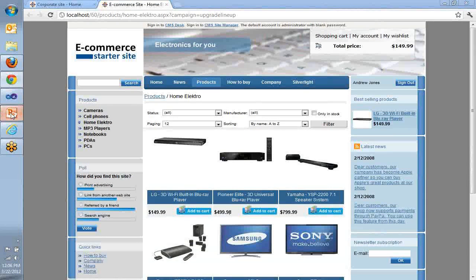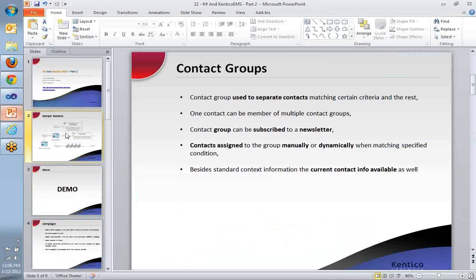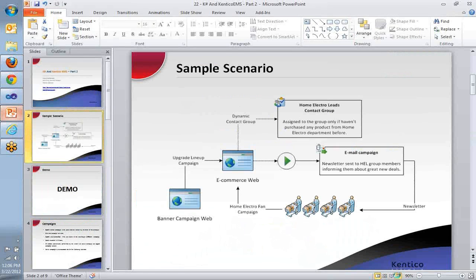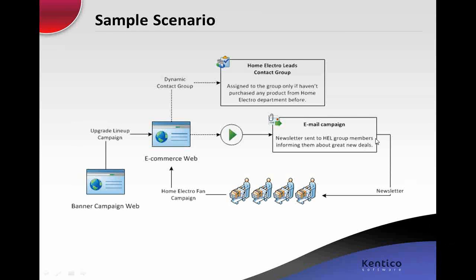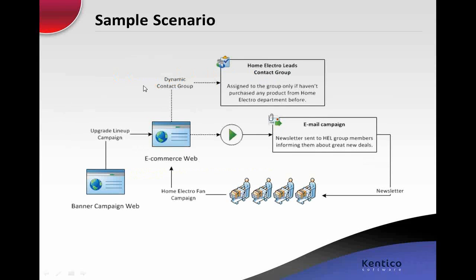If we get back to our presentation, you may notice that we have covered the campaign portion, so the email campaign and the upgrade lineup campaign, and now we will take a look at contact groups, specifically dynamic contact groups. From all the users that are coming to our websites, we want to include all those that are assigned the upgrade lineup campaign and whose order is older than 14 days. We want to include them within this dynamic contact group and work with that later on.